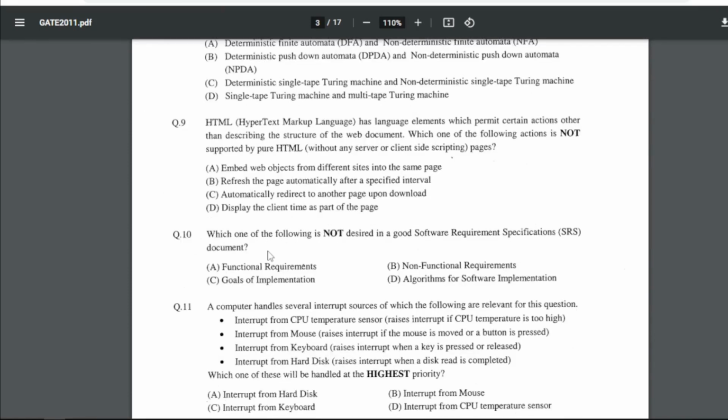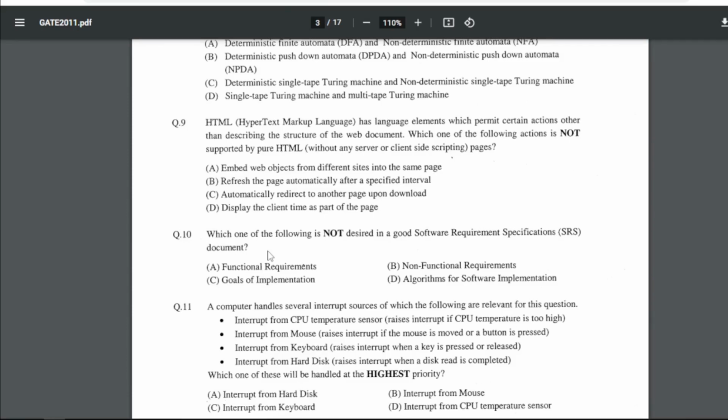Question number 9 is, HTML (hypertext markup language) has language elements which permit certain actions other than describing the structure of the web document. Which one of the following actions is not supported by pure HTML without any server or client-side scripting pages? For question number 9, the answer will be D, that is display the client time as part of the page.